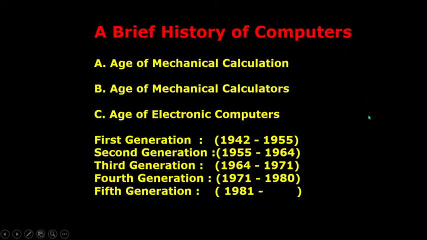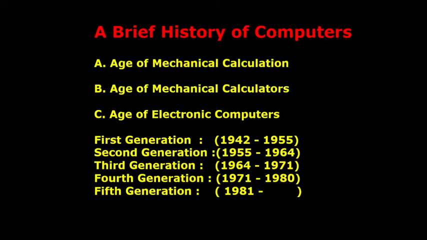A brief history of computers has three parts. A. The age of mechanical calculation. B. The age of mechanical calculators. And C. The age of electronic computers. First, the last age of electronic computers has five generations.